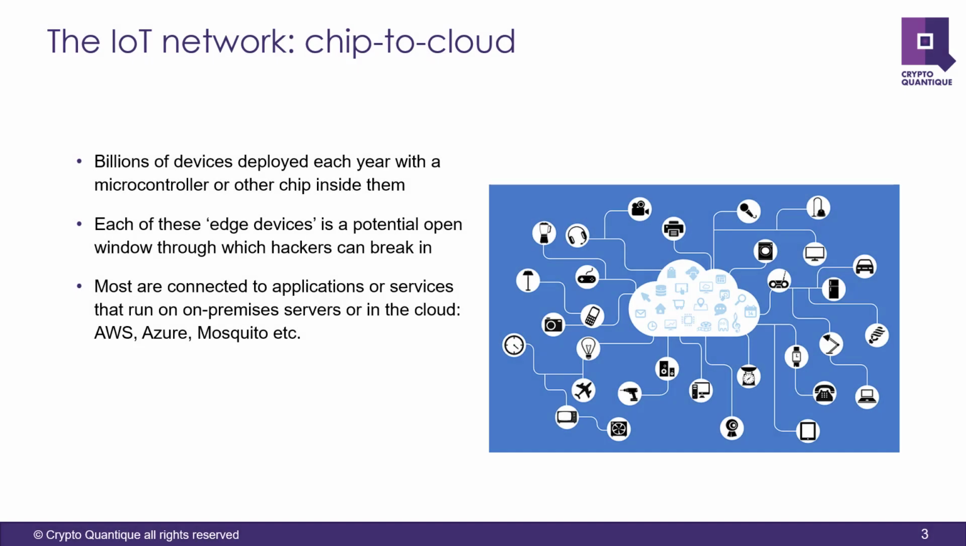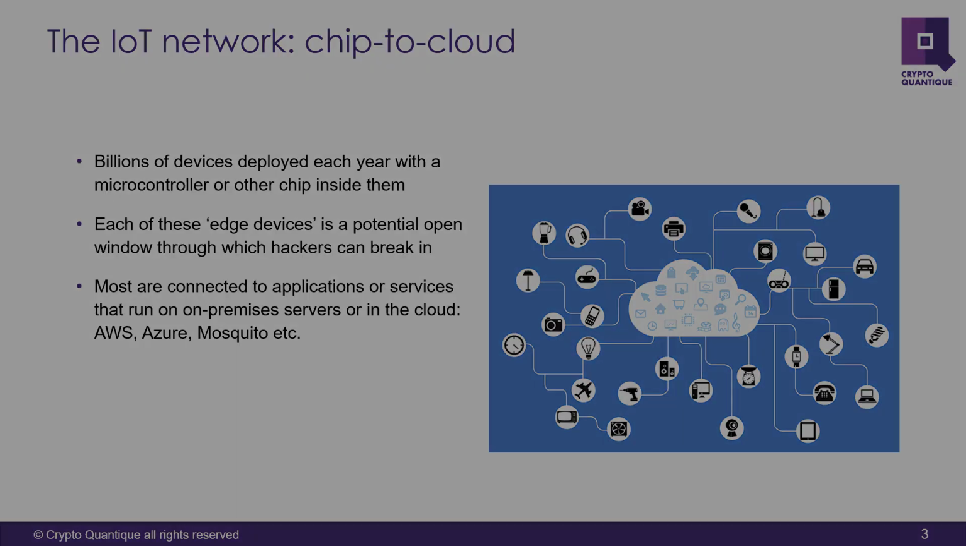So let's have a look at the IoT network. As I'm sure you're aware, there are billions of devices that are deployed every year, and they include some intelligence, basically either a microcontroller, system on chip, or some other device inside a connected product. Each of these edge devices, we could call them, are where there's a potential for a hacker to gain access to the network. Most of the connected devices, when they're connected, actually talk to applications and services that run on either the cloud or on-premises servers. Some examples of cloud services are AWS, Azure, Mosquitto, Google.com, etc.